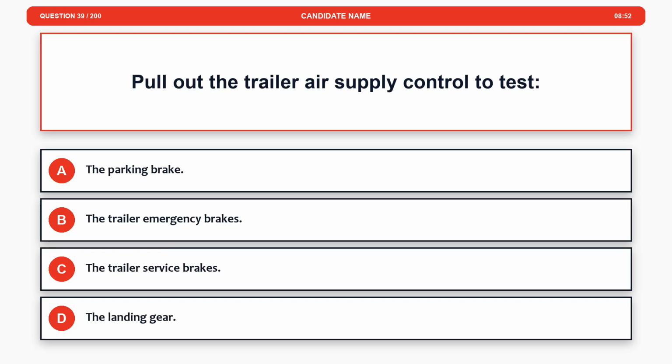Question 39. Pull out the trailer air supply control to test: Option A, the parking brake. Option B, the trailer emergency brakes. Option C, the trailer service brakes. Option D, the landing gear.